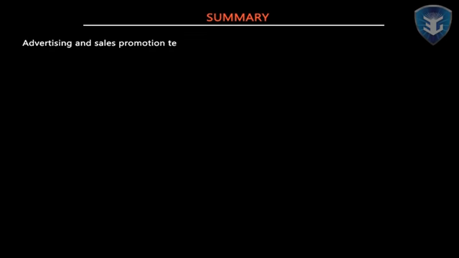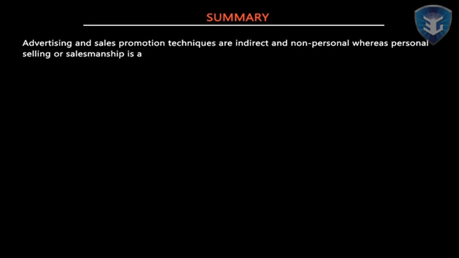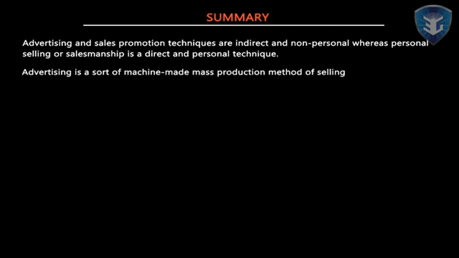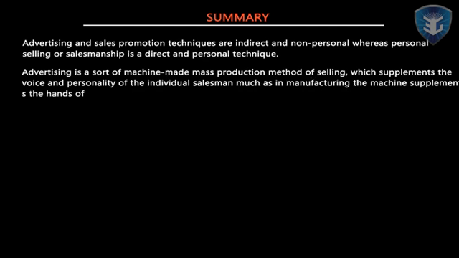Now, in the end, let us summarize what we have learned in this lecture. Advertising and sales promotion techniques are indirect and non-personal, whereas personal selling or salesmanship is a direct and personal technique. Advertising is a sort of machine-made mass production method of selling which supplements the voice and the personality of the individual salesman, much as in manufacturing the machine supplements the hands of the craftsman.